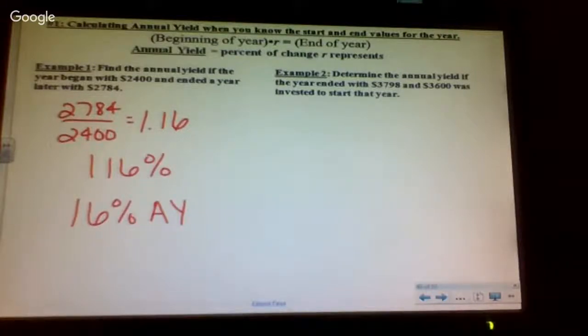Okay, try example 2 on your own. See what you come up with. If it's ended, we just do it the same. It is what you have now, and then the other part is what you started with. So it should always be end divided by start.